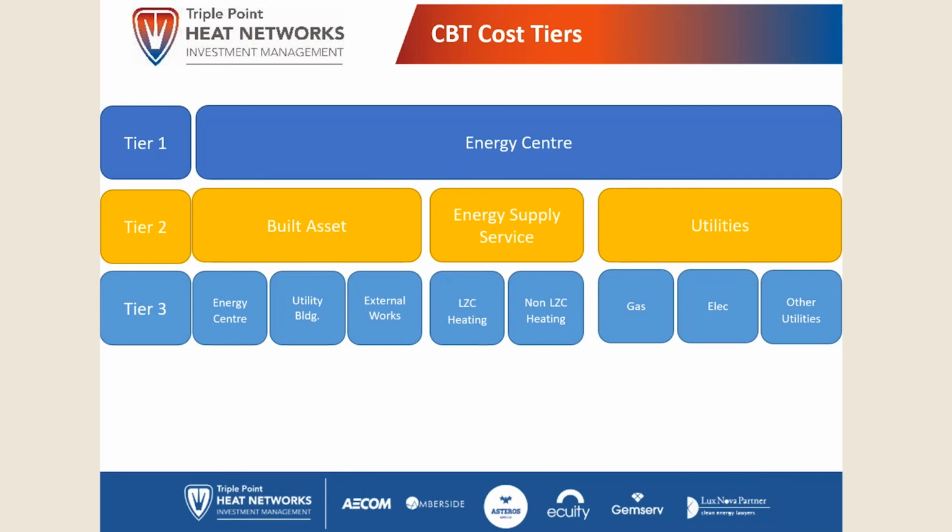But then we also have tier 2, which allows you to provide some further clarification about what the item is. So if we've got an item under energy center, is it part of the built asset? Is it to do with the energy supply, so the heating plant itself or generation plant itself, or is it a utility or other? There are other series of descriptors to choose from.